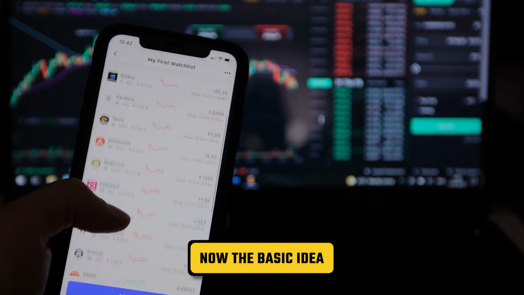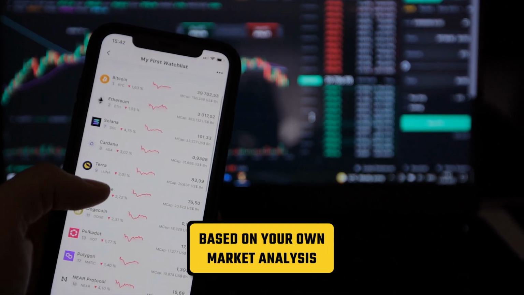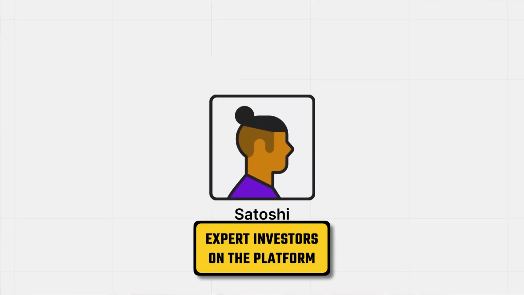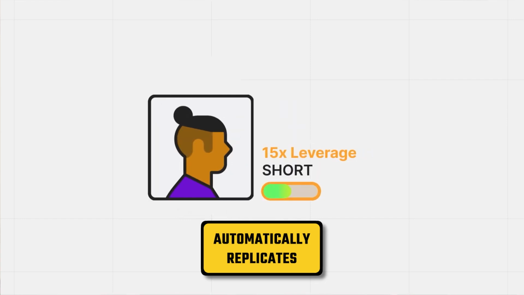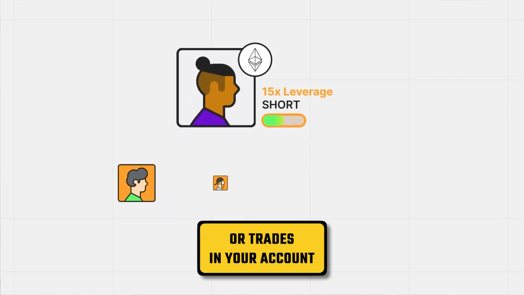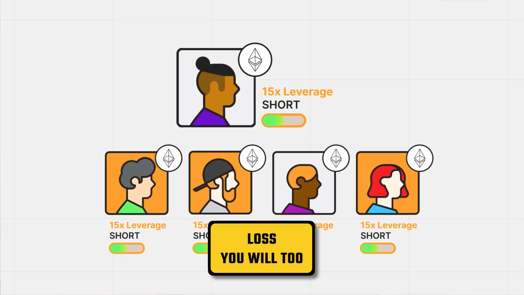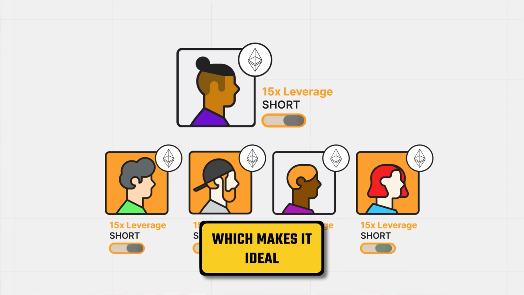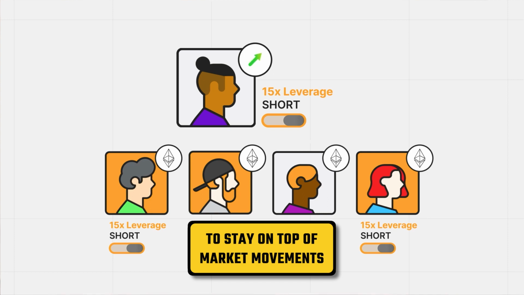Now, the basic idea behind copy trading is that instead of making trades based on your own market analysis, you can simply follow the trades made by expert investors on the platform. Once you choose a trader to follow, the platform automatically replicates their trades in your account. This allows you to profit whenever they do, and if they make a loss, you will too. It's a hands-off way to participate in the markets, which makes it ideal for beginners or anyone who doesn't have the time to stay on top of market movements.